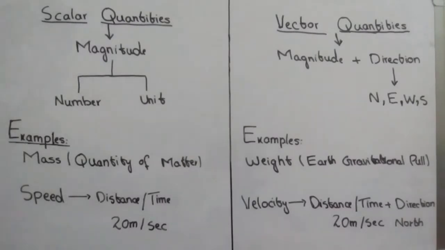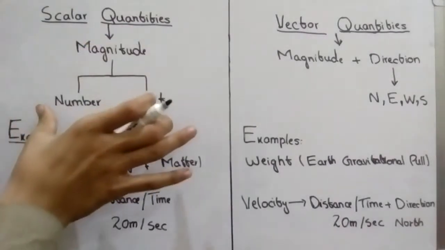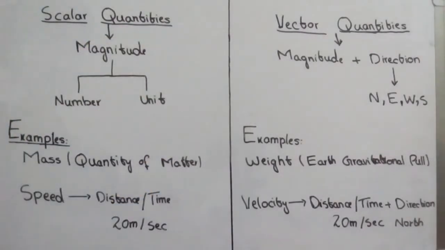First, we will look at the magnitude. What is magnitude? The magnitude is a number with a unit. A number is any number value, 1, 2, 3, and the unit is, for example, kilogram, meters, second, etc. And so scalar quantities are defined by magnitude only.